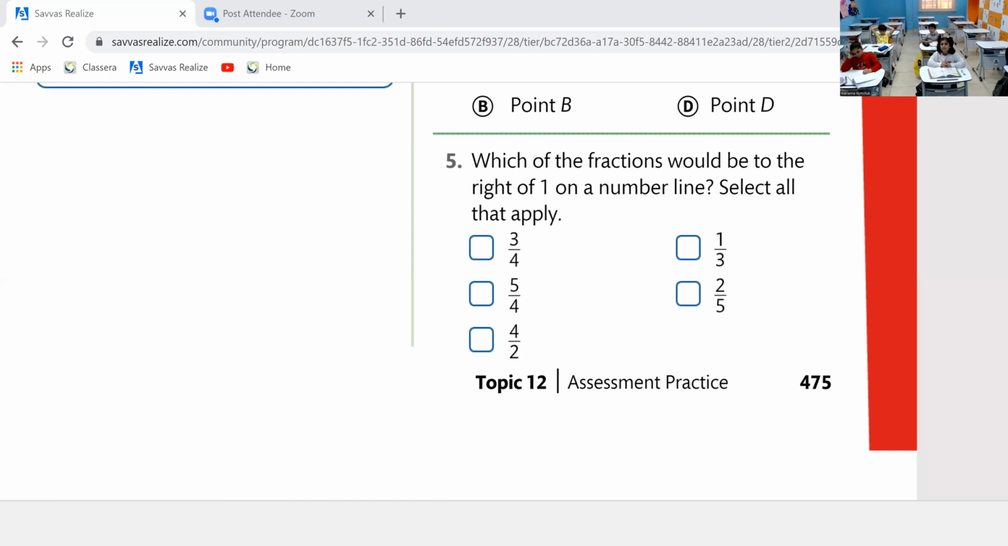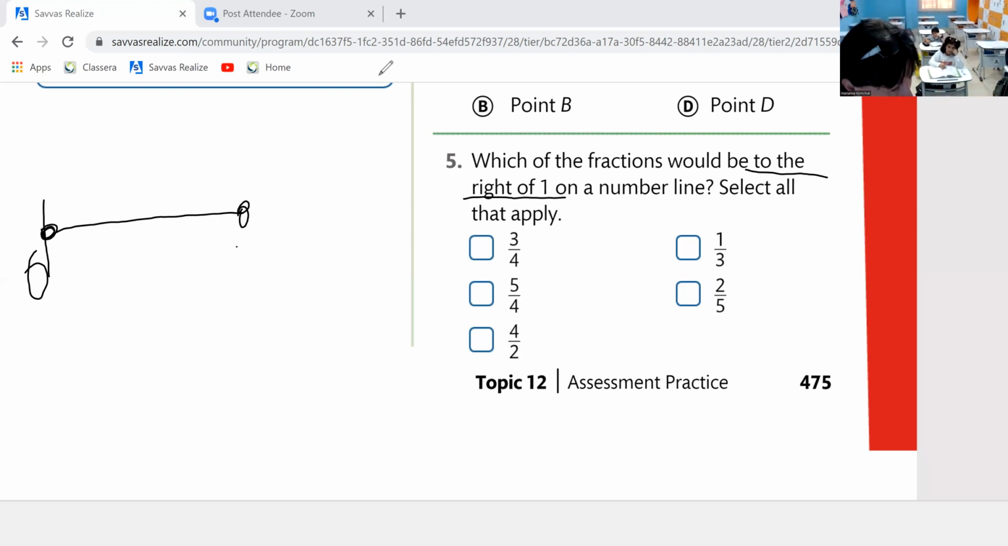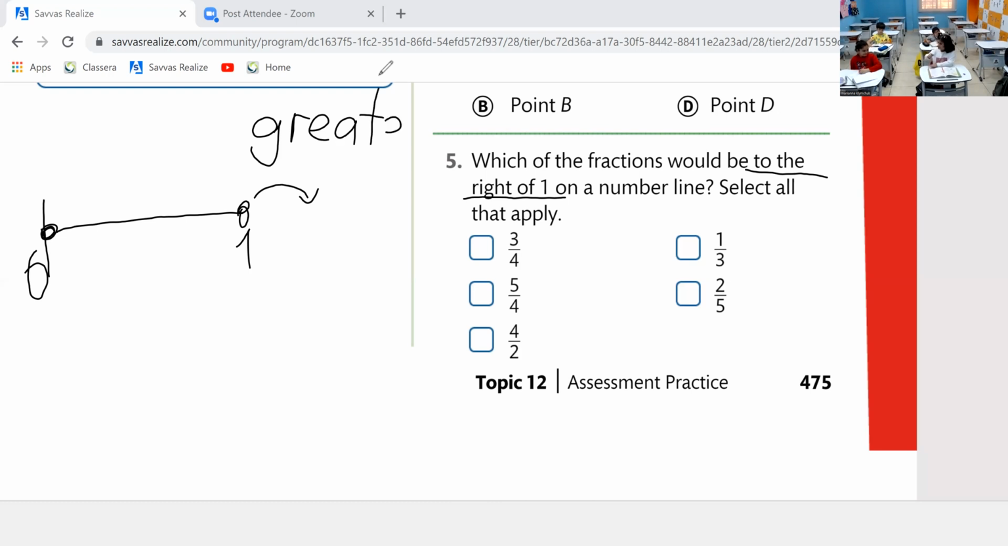Now we need to read carefully the task. The task tells you which of the fractions would be to the right of 1. Let us check. So this is 0, this is the number line, this is 1. And I go to the right, is it going to be less? More. Okay, to the right. When I move to the right, I'm moving greater than 1. It should be greater than 1.